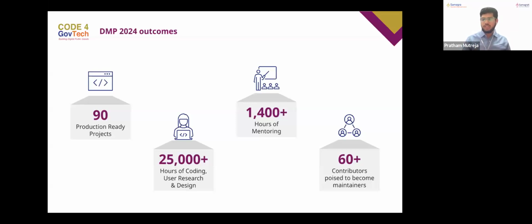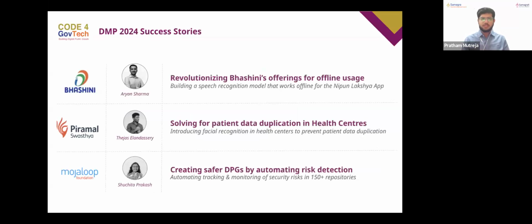And then out of these contributors, 60 plus went forward and became the maintainers of their products. So they're still associated with the organizations. And like in open source, you can become a maintainer. So these guys have become the maintainers of the projects. So these are some certain projects from DMP 2024.